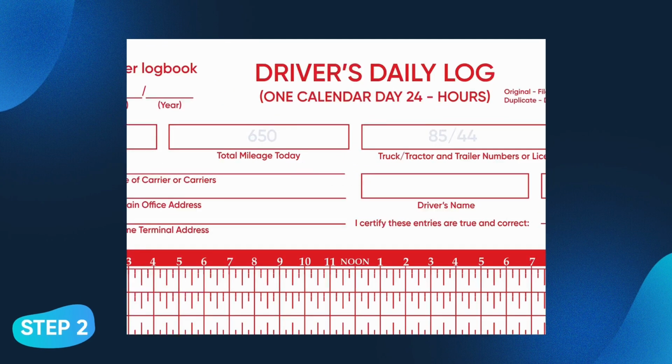Include the total miles driven and the truck or trailer number. Once you've added the date and company address information, look for the box that reads total mileage today and write out the distance you traveled in this shift. Underneath of this is typically a box for you to enter the number of your truck or unit. For instance, write 650 for total distance and 85/44 for the truck number. If you have a shipping documents number, include that in the appropriate box as well.